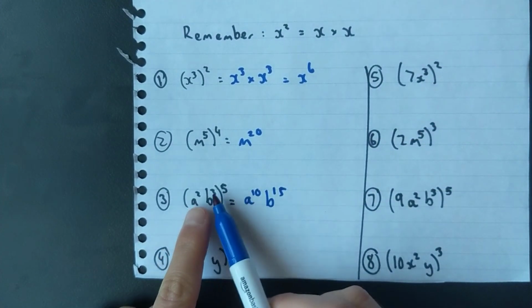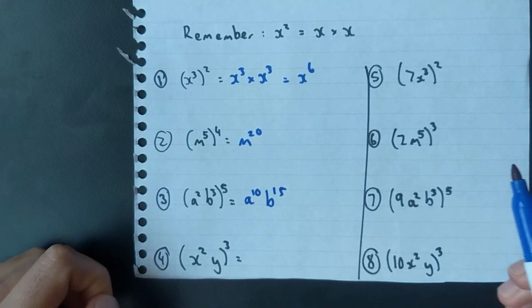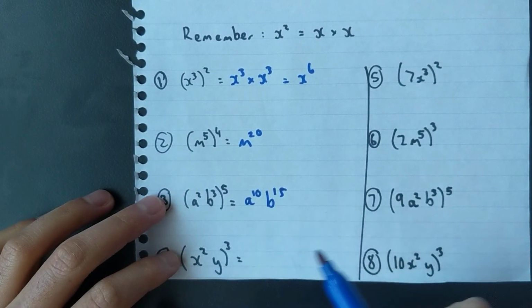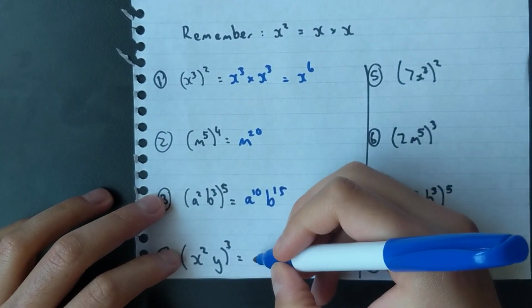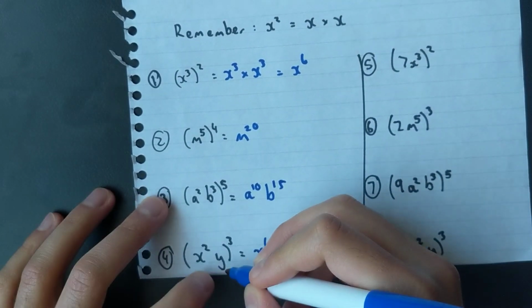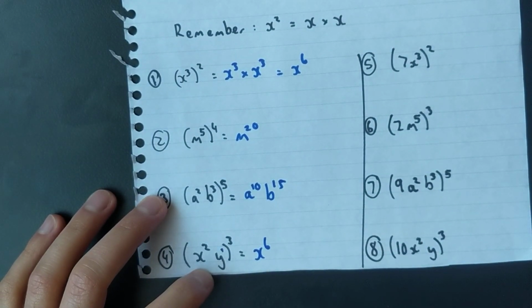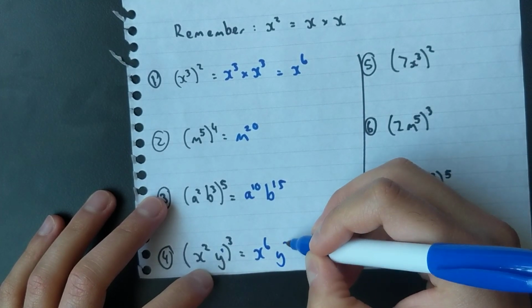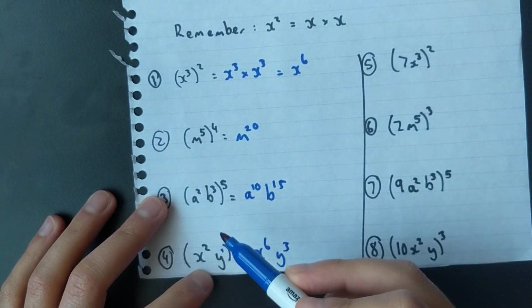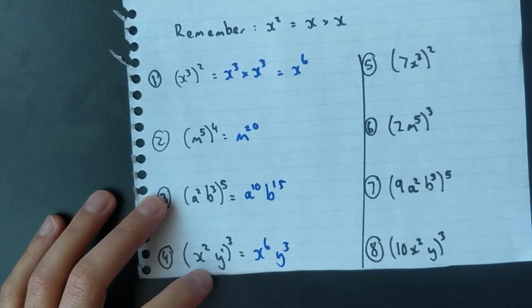Here, I'm still just multiplying those indices. Here, x squared cubed is going to be x to the power of 6. Then here, y, remember if it doesn't have a number there, it just means 1, that's y to the power of 1, cubed is just going to be y to the power of 3. 2 times 3 is 6, 1 times 3 is 3.